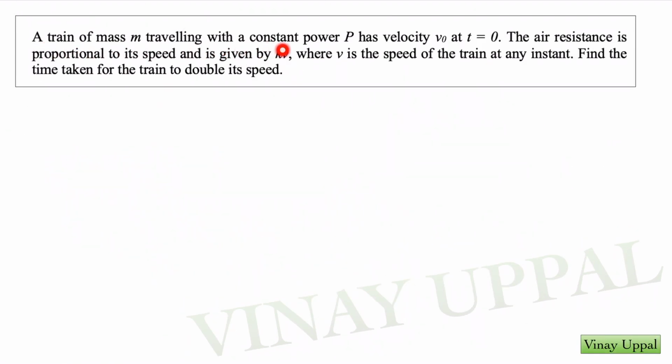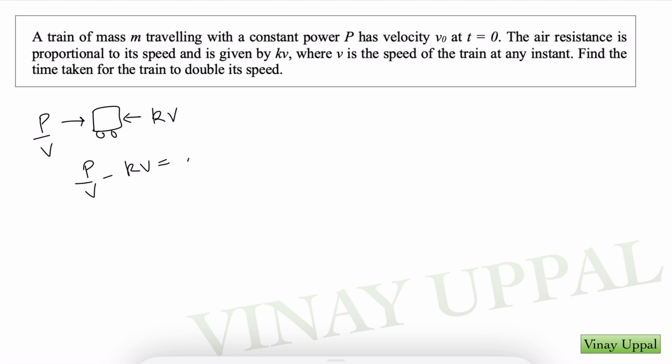A train of mass m traveling with a constant power P has a velocity v0 at t equals 0. The air resistance is proportional to its speed and is given by kv, where v is the speed of the train at any instant. Find the time taken for the train to double its speed. Alright, so the force that is producing this power P on the train would be P by V, because power is given by force times velocity, and it's experiencing an air resistance of kV. So can I write P/V - kV should be equal to m dV/dt. So P - kV² should be equal to m V dV/dt.